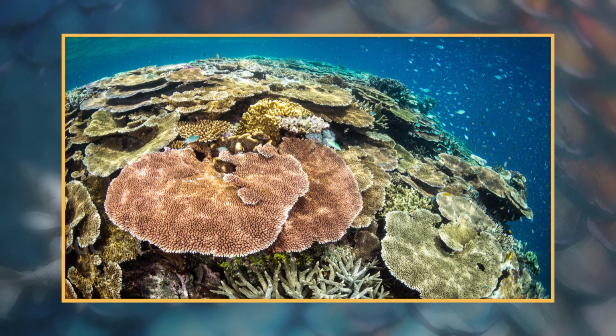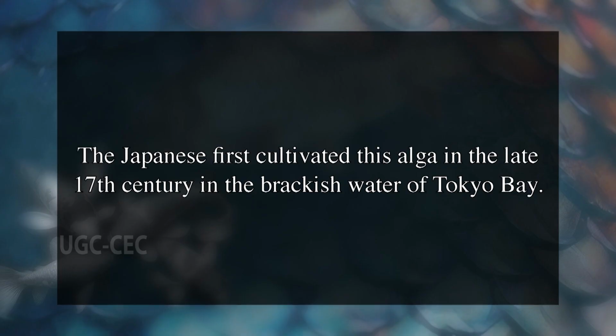Seaweeds. Another important item in aquaculture is seaweed, laver, or nori, Porphyra species. It is a traditional part of the Japanese diet and is one of the most commonly farmed species. The Japanese first cultivated this algae in the late 17th century in the brackish water of Tokyo Bay.